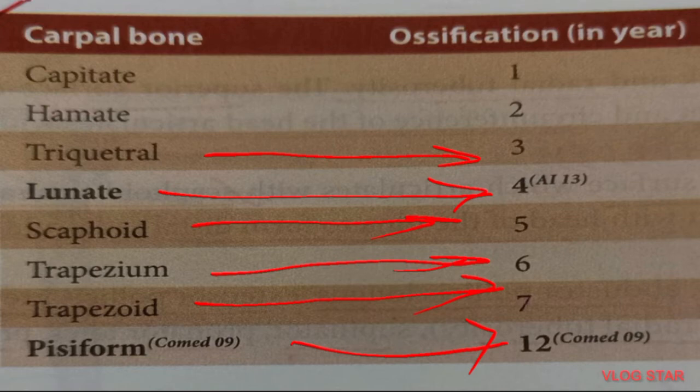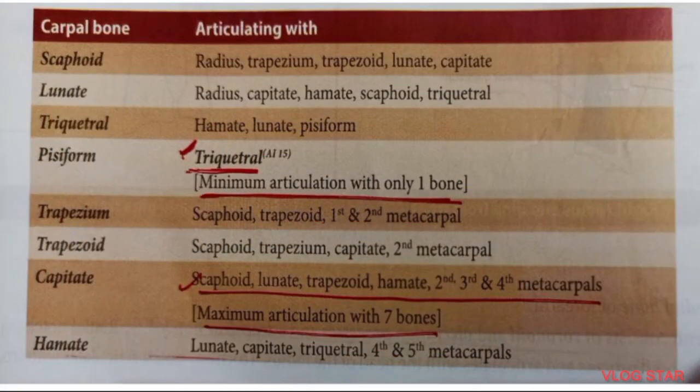Now let's see the articulations of the various carpal bones. Scaphoid articulates with radius, trapezium, trapezoid, lunate, and capitate. Lunate articulates with radius, capitate, hamate, scaphoid, and triquetral. Triquetral articulates with hamate, lunate, and pisiform, and pisiform articulates with triquetral.